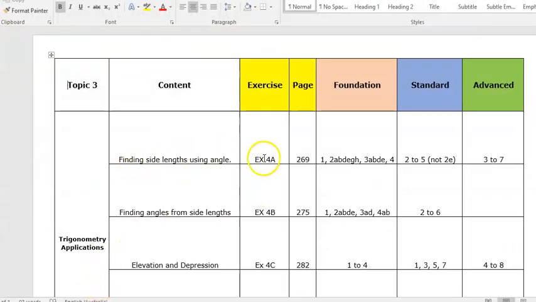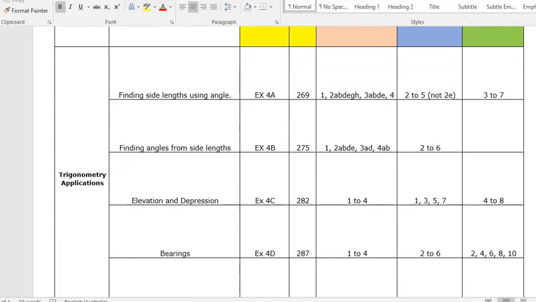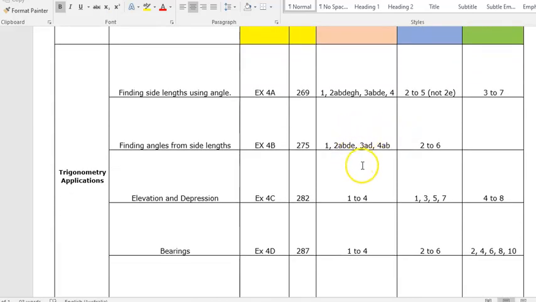So finding side length using an angle, exercise 4A, page 269. Pick your standard, choose your standard to what you think suits you best, and go ahead and attempt those questions. Once you have done, upload them onto Compass. I haven't made it yet, but I'll be making a learning task for this, so you can upload it according to which exercise you are working on. If you have trouble uploading it onto Compass, you can always send pictures of your work to me via the chat system on Microsoft Teams.